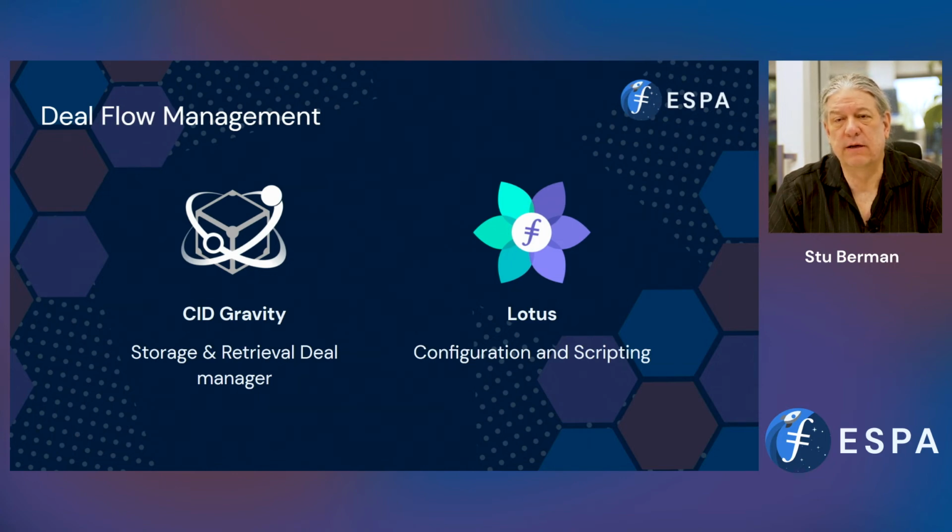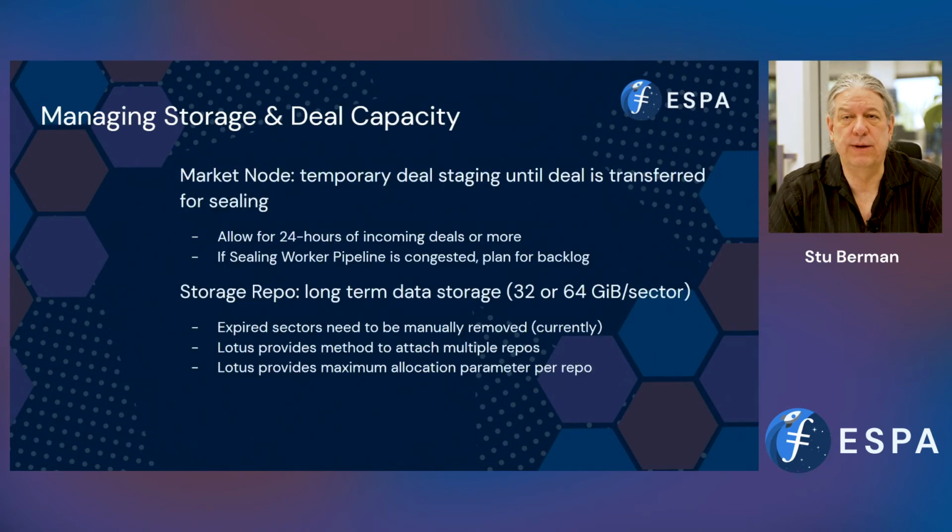Another important aspect of deal flow management is the ability to rate limit deals by size or by deal count, by time, so that your market node is not overwhelmed by too many deals. As an example, let's say you're getting 100 TiB per day of deals, but your system can only handle 10 TiB a day. You'll quickly run out of space, or your incoming deals will expire if they sit too long, as each deal has a start epoch, that is, when a deal must be on chain.